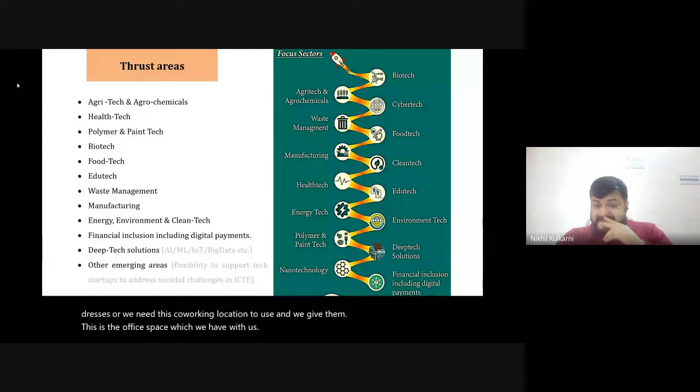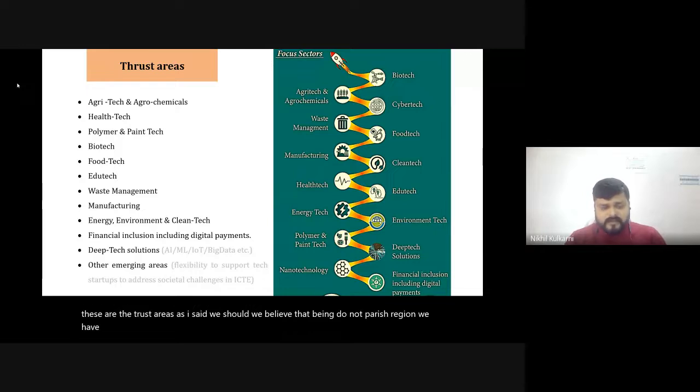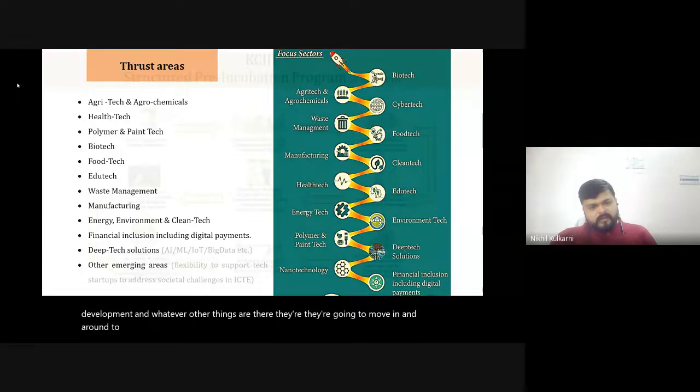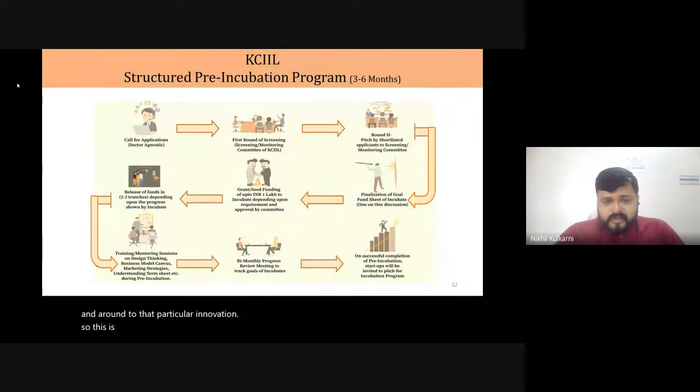These are the thrust areas. As I said, being in the Maharashtra region, we believe we should have support in agri-tech, agribusiness, rural and tribal development. And whatever other things are there, they are going to move in and around that particular innovation. So this is the structured pre-incubation program with us.